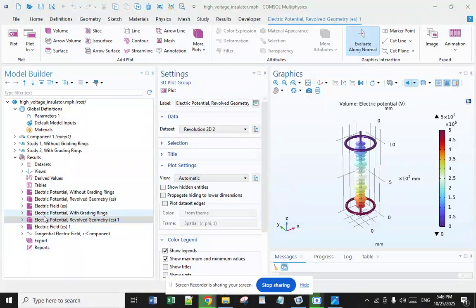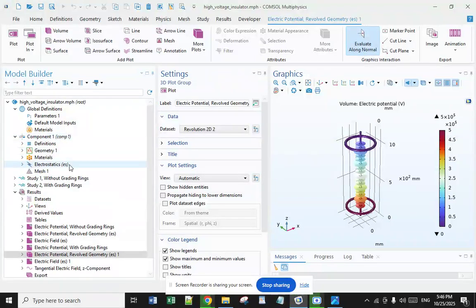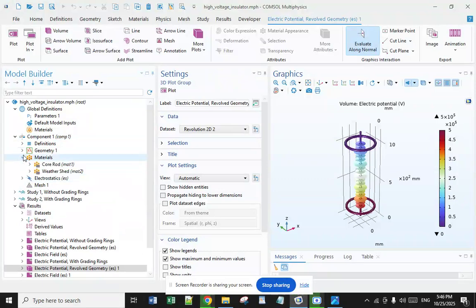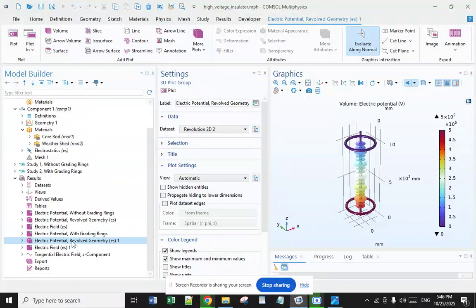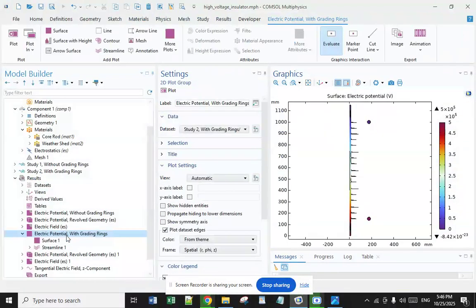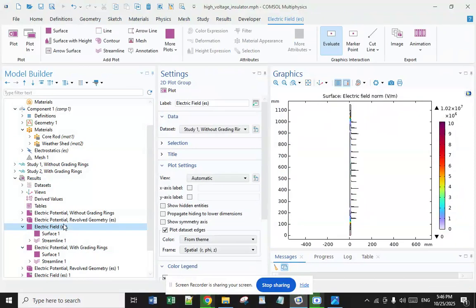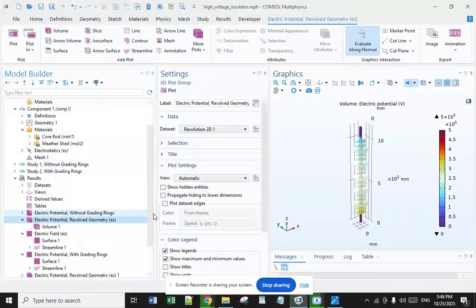And here you can see the components and electrostatics as a physics module, and the materials that I have used, for example, core rod and weather shed. And you can see the electric potential revolve geometry, and also with grading rings, electric fields based on volt per meter, electric potential revolve geometry, and you can see that the pole has the minimum and maximum sort of electric potential.